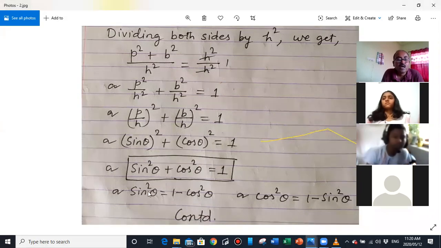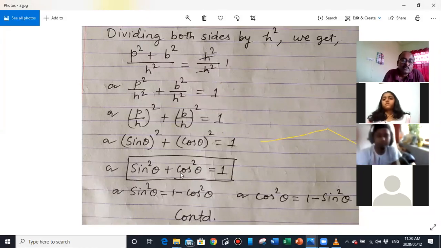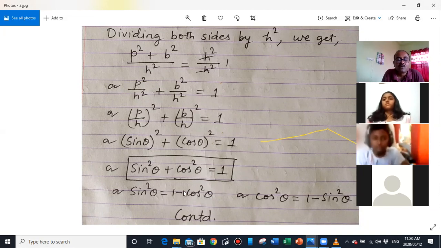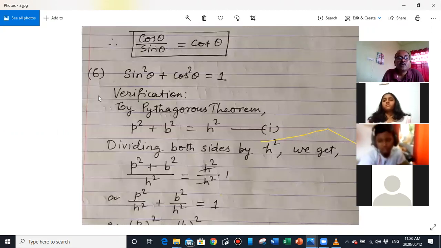And this formula can also be written in this form. Sin square theta equal to 1 minus cos square theta, because see this cos square theta, there is a plus sign. If it is moved to this side, it will be with a minus sign. So sin square theta equal to 1 minus cos square theta, or cos square theta equal to 1 minus sin square theta. This is how to verify this formula.